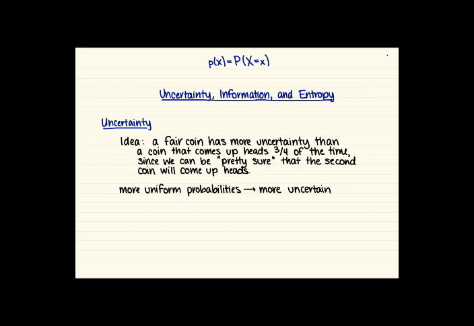If one of the possibilities is more likely, then we have some idea of what's going to happen, so there's less uncertainty there. So where we have more uniform probabilities, where a bunch of different possibilities are equally likely or close to equally likely, that means the outcome is going to be more uncertain. Whereas if it's really heavily skewed, where one thing is much more likely than everything else, that's going to be less uncertain.